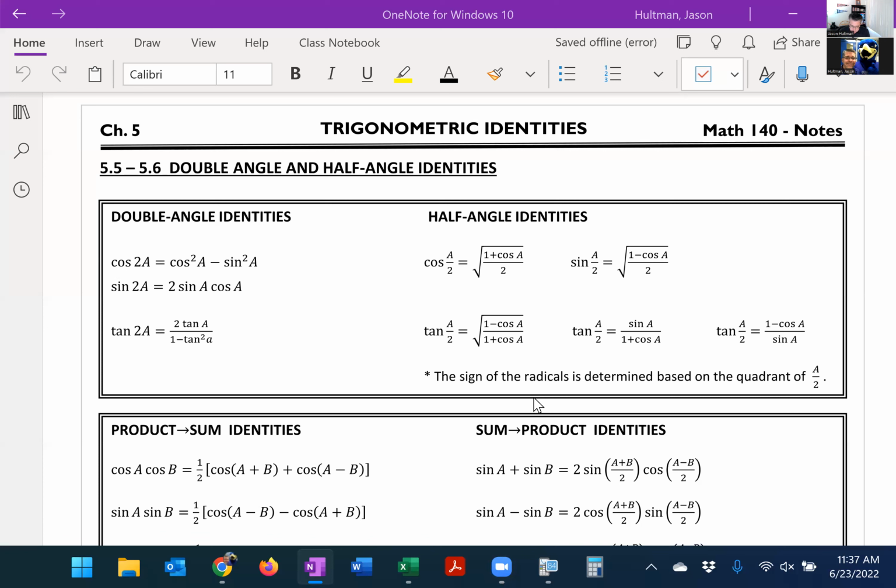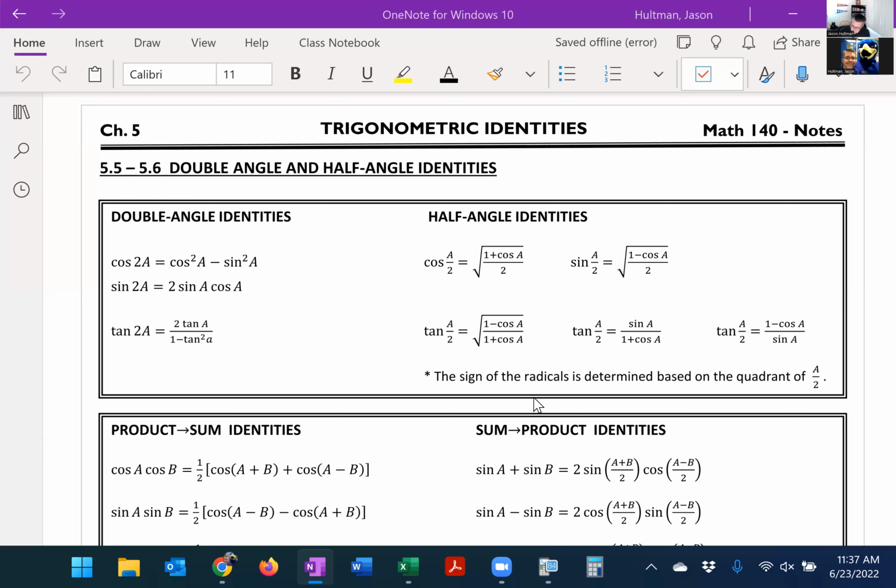The tangent of 2A is equal to 2 times the tangent of A, all over 1 minus the tangent squared A. The half angle identities are cosine of A over 2 equals the square root of 1 plus cosine A. So this gives us the half of the angle. 1 plus cosine A all over 2. And the sine of A over 2, half of the angle, is equal to the square root of 1 minus cosine A over 2.